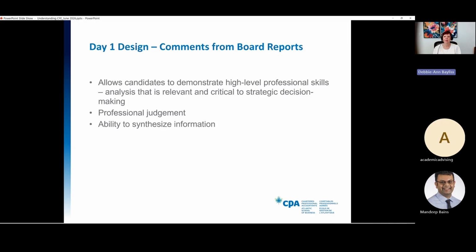It allows you to demonstrate a high level of professional skills, and your analysis needs to focus on what's relevant and critical to strategic decision making. Professional judgment is needed, and you're going to display your ability to synthesize information.